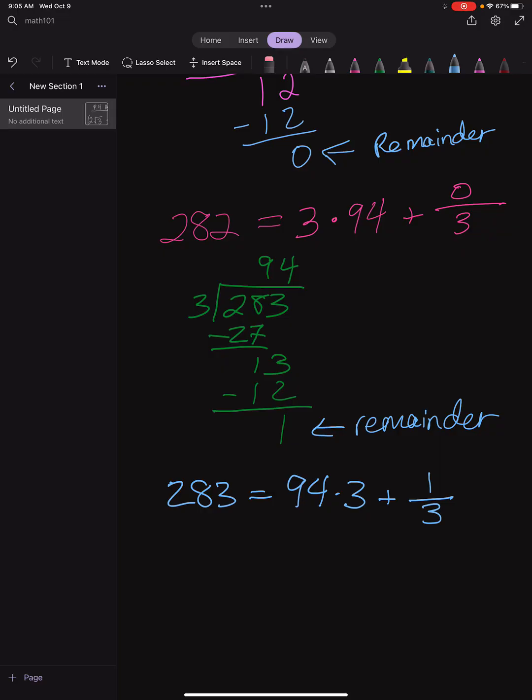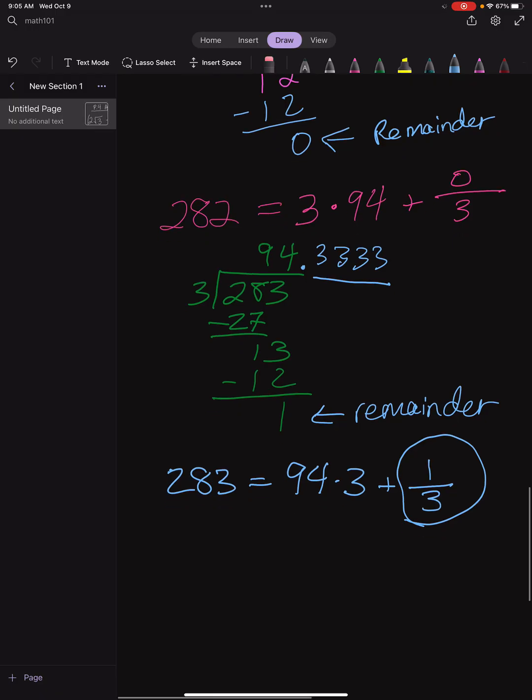Now I could keep dividing this out and I would put a decimal place here and 10 and I would get 3 and I'd keep going and I'd notice a fraction 0.333 repeating. Well, guess what? This decimal part here is actually whatever this fraction is. But we're going to leave it as a fraction. So now let's see how to do the same thing with polynomials.